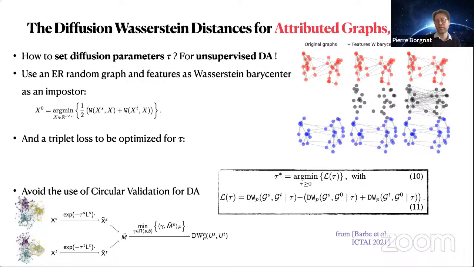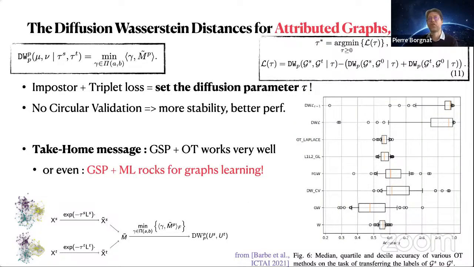And it turns out, maybe it was a little bit of a surprise for us, but still, it works doing that. And it's a way to set the diffusion parameter without using the method that was used initially, circular validation, like people were proposing in domain adaptation. That means you take your original classification on the source data, you project that on the target data, then you project it back again on the source data, and you do something circular. But this is good, but the stability of the method is not that good.